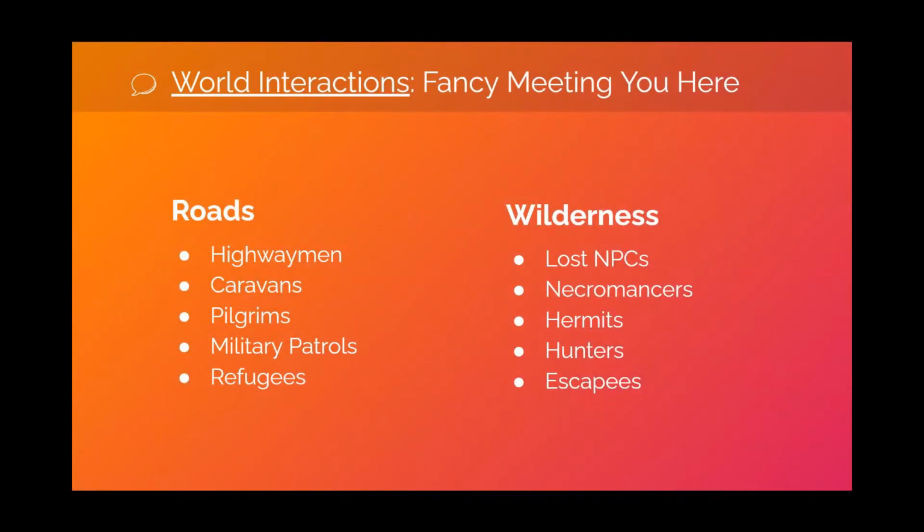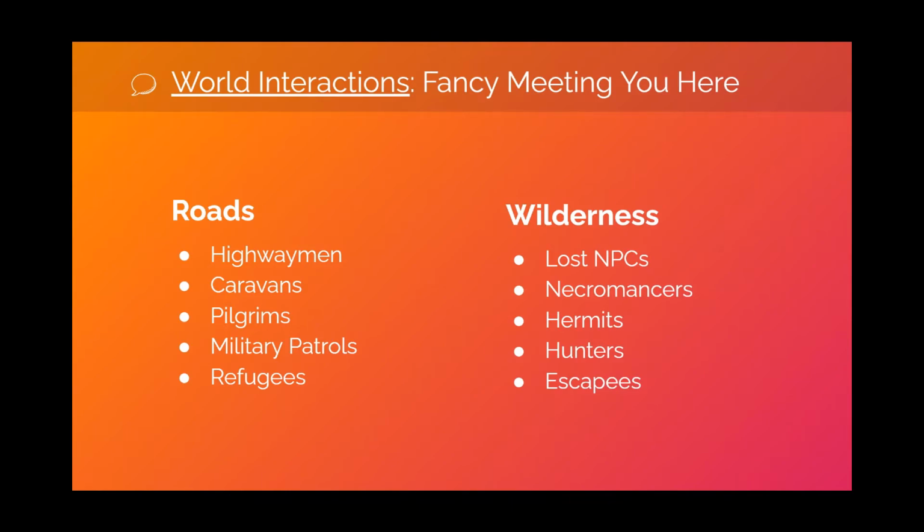World interactions are things you're probably not going to have to deal with for a long time, because they're generally done at the end, but they're fun. So I wanted to add them because they add so much realism. These are the people that you meet just randomly, and you can meet them in two basic places. One, on the road, two, in the wilderness, and it's completely different who you're meeting in each of those places. If you think of the roads, you're going to meet highwaymen, caravans, pilgrims, military patrols, refugees. These are people who are headed to cities.